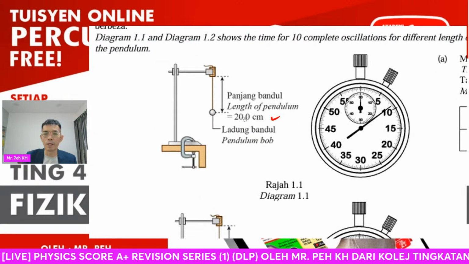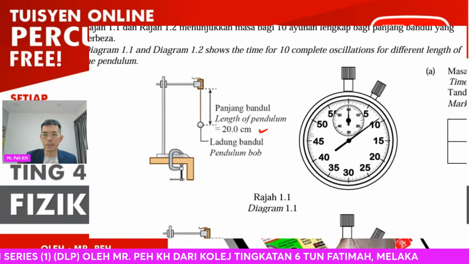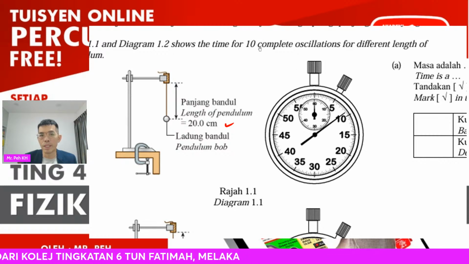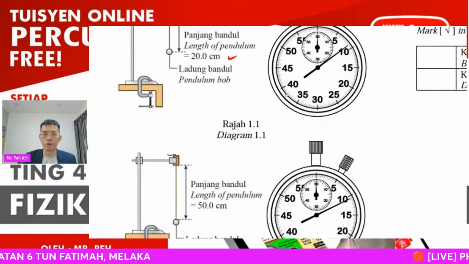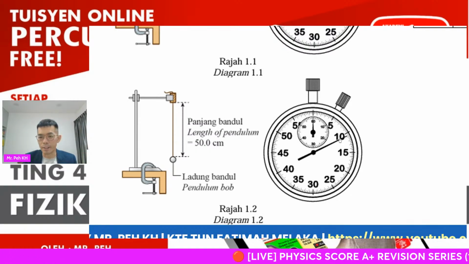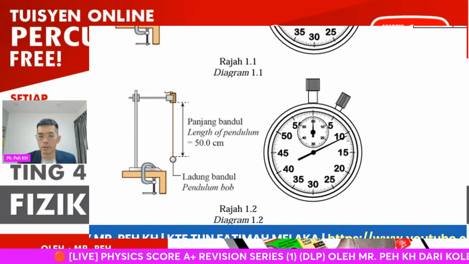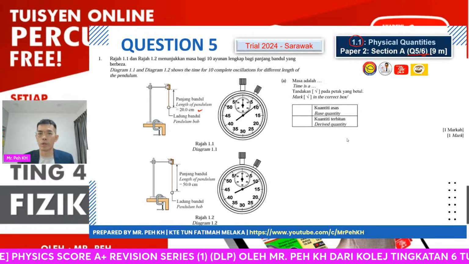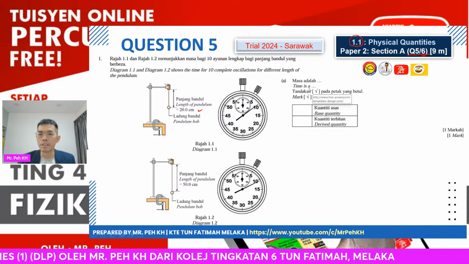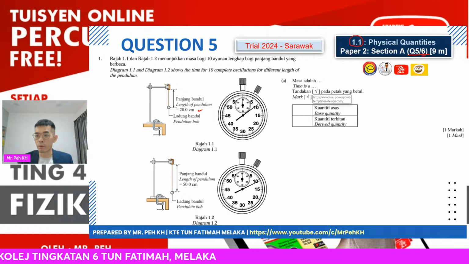So you see 1.1 here there will be 20. The 20 cm time here is about 9 seconds for 10 complete oscillations. Then for figure 1.2, the length will be 50.0, and the time taken here is about 11 seconds. So it's longer. Let us go through question A. Here it is asking you to choose the base quantity or derived quantity, 1 mark only.